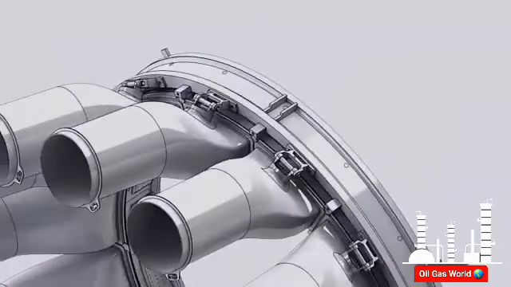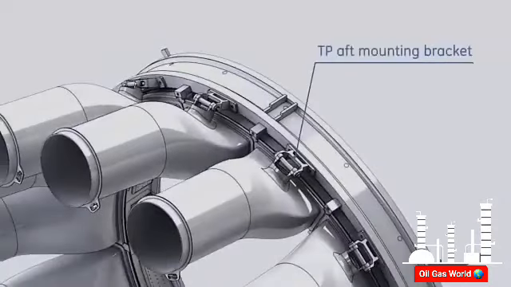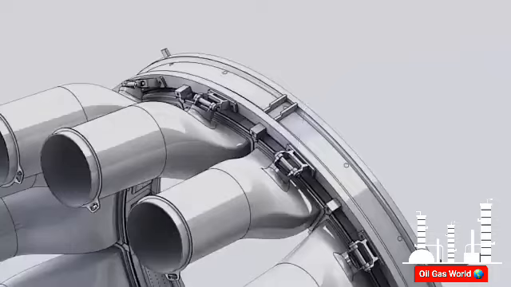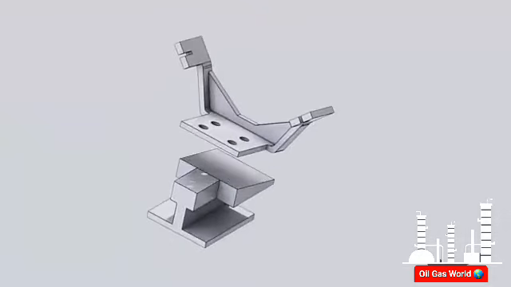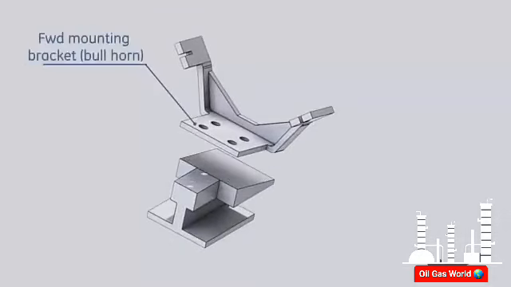These blocks are mounted on the first stage nozzle retainer ring. Transition pieces are supported at the aft side by means of the aft mounting bracket, which is mounted on the first stage nozzle retainer ring. Each transition piece is supported at the forward side by a support clamp. This support clamp is mounted on the compressor discharge casing.